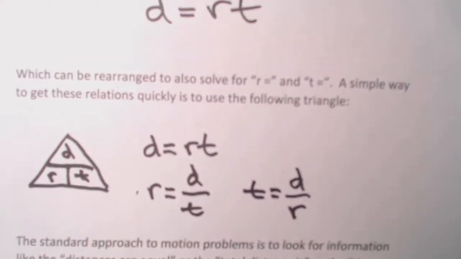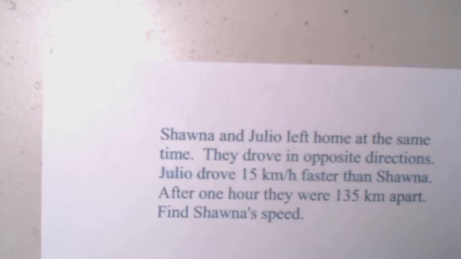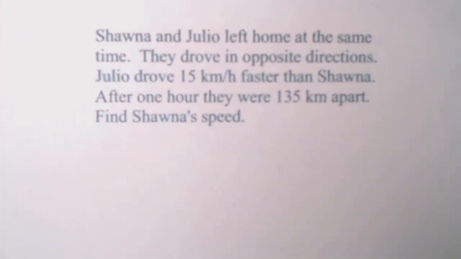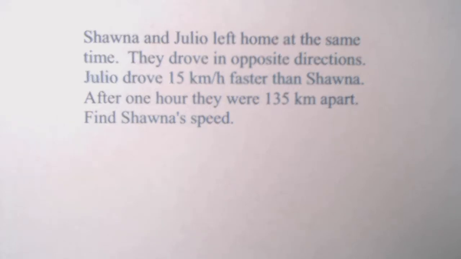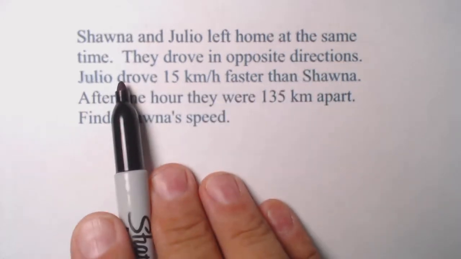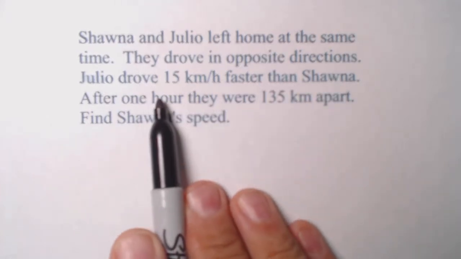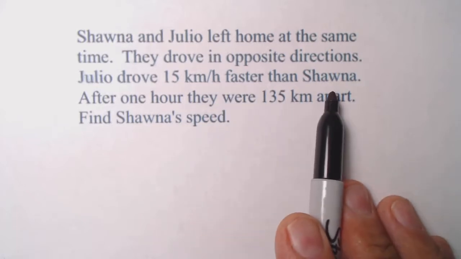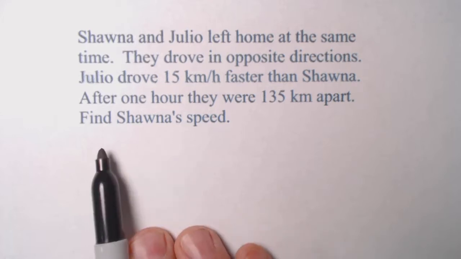Okay, here's our first problem dealing with this. Now, one of the things that's often good to do here is to make a sketch of what's going on. Let's read through this first. Sean and Julio left home at the same time. They drove in opposite directions. Julio drove 15 kilometers per hour faster than Sean. After 1 hour, they were 135 kilometers apart.